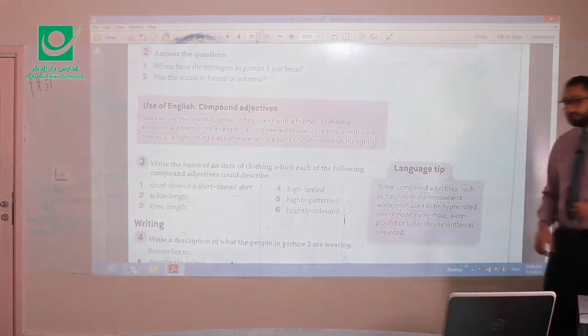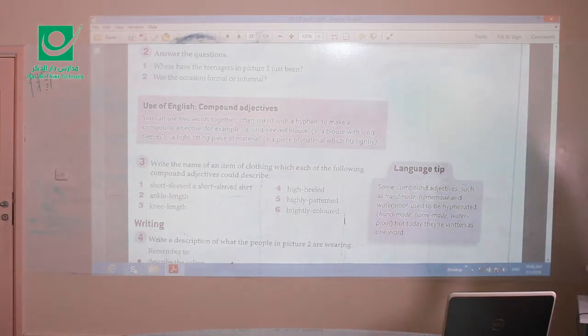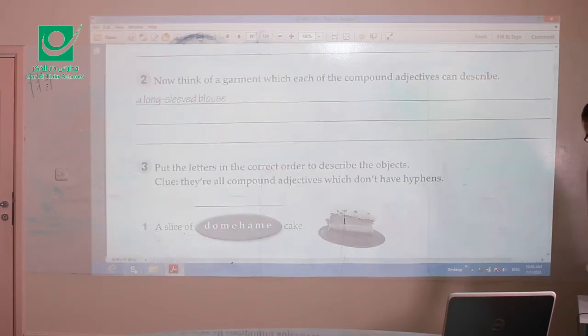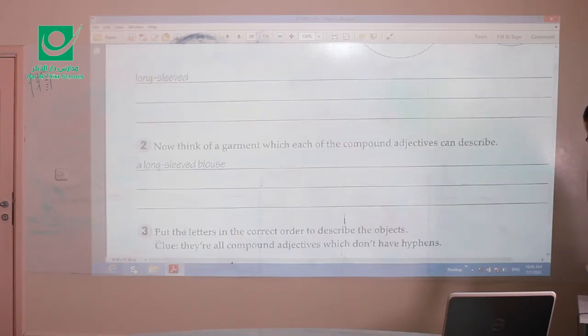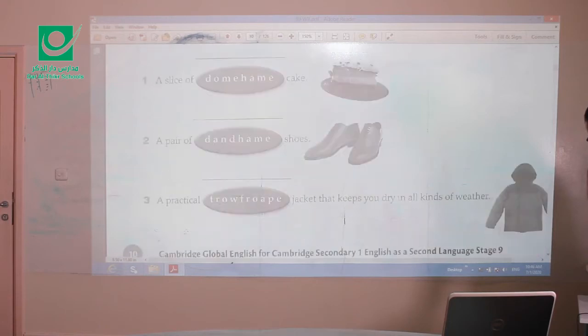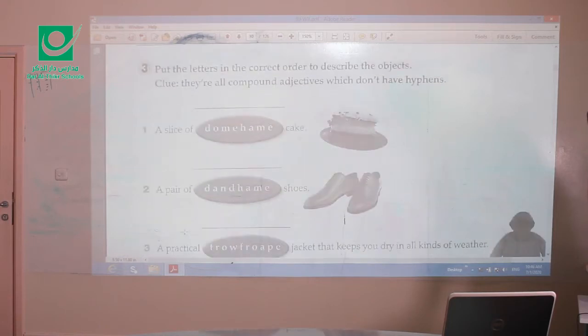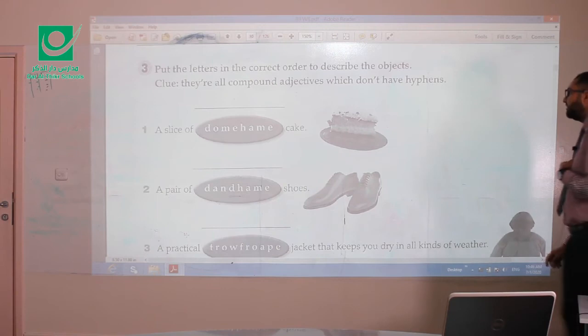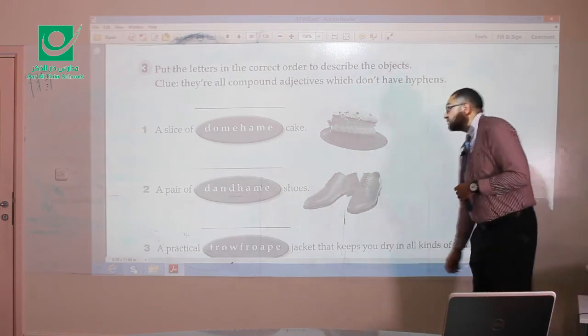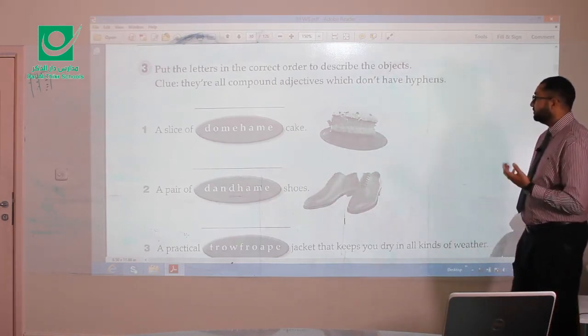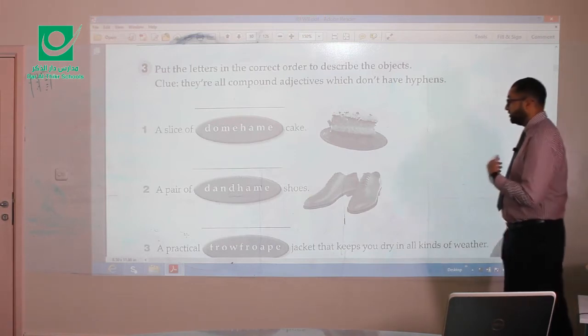Now, looking at your workbooks, we have question number 3, page 10. We have some scrambled letters and we need to unscramble them to find the compound adjectives to describe each.